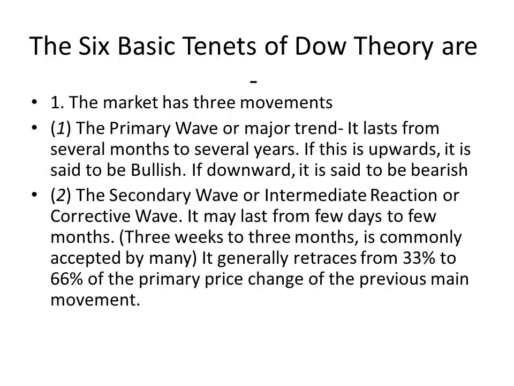The secondary wave or intermediate reaction or corrective wave. It may last for few days to few months. 3 weeks to 3 months is commonly accepted by many. It generally retraces from 33% to 66% of primary price change of the previous main movement. Its direction is against that of the primary wave. Third, the ripples or the minor movement. Dow said these are to be totally neglected.